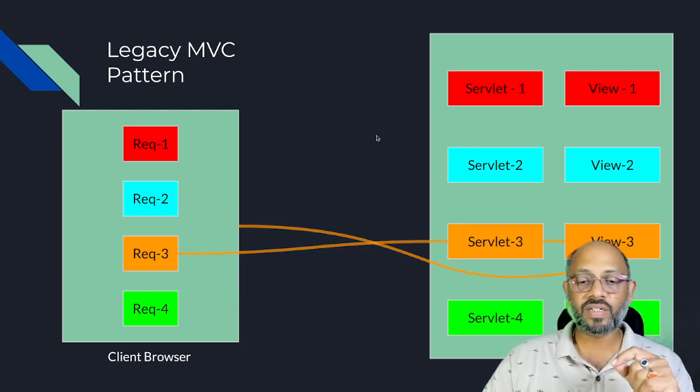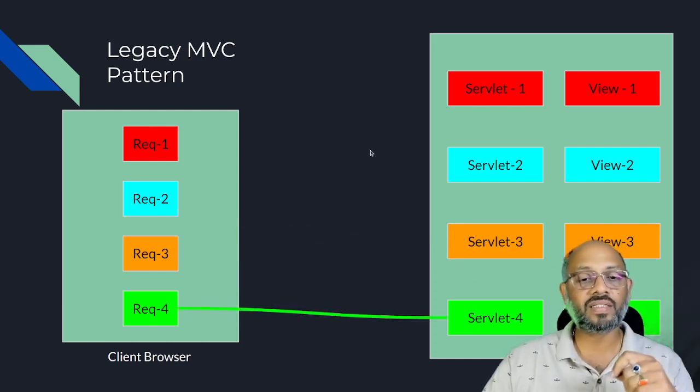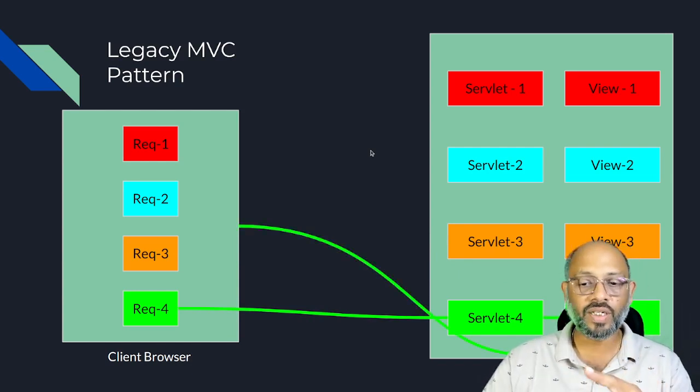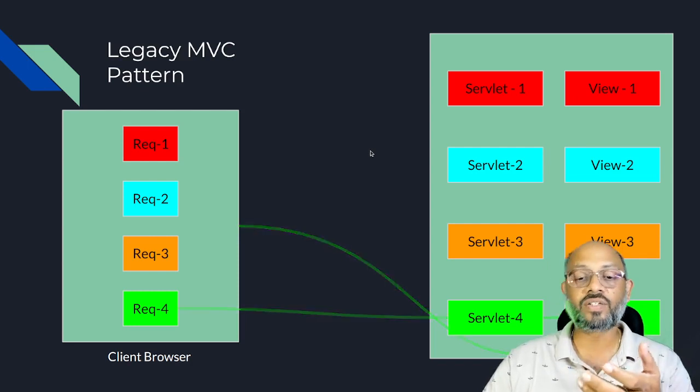So here, what is the main important point in legacy MVC applications? For every request, a unique servlet of its own should be defined.